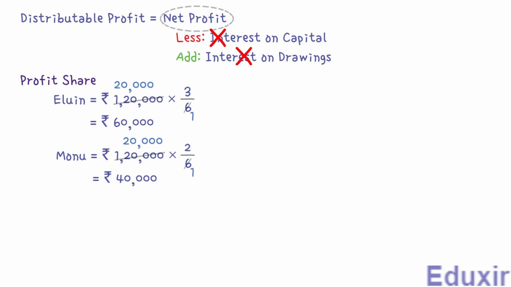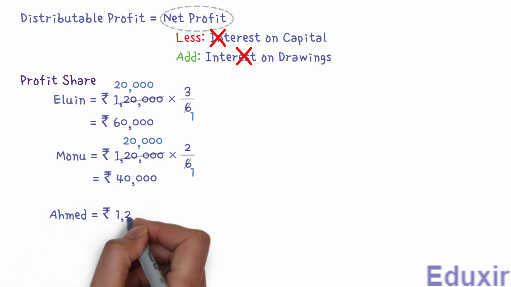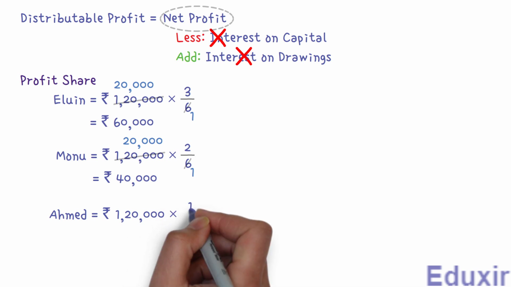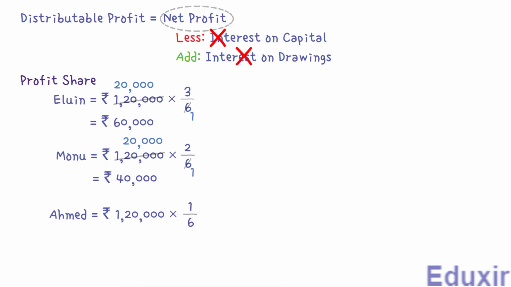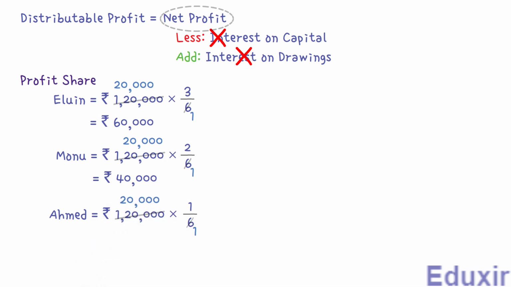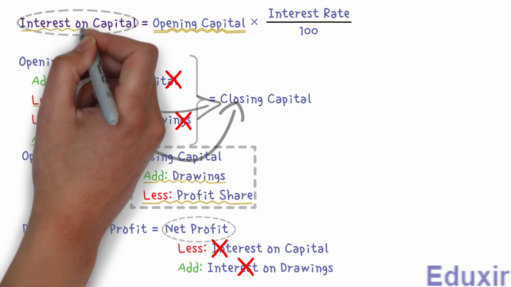Now, the profit share of the partner Ahmed will be equal to the total net profit amount of 1,20,000 rupees multiplied with his profit sharing ratio 1/6. Cancelling with 6, 6 ones are 6, 20,000 are. The resulting value of this calculation is 20,000 rupees. This is the profit share of the partner Ahmed. So now we have everything to find the opening capital as well as the interest on capital.